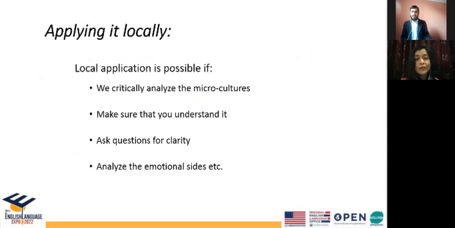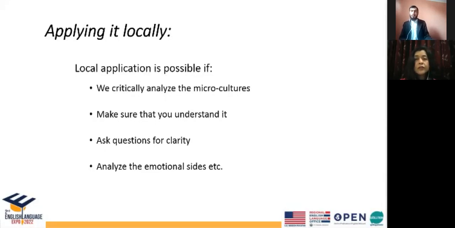Local application is possible if we critically analyze the microcultures, how we can do everything on our daily basis successfully. How can we be successful in every situation? We can be successful only with the help of critical analysis. So we have to first of all critically analyze the situation and then make sure that we understood the situation. If there is any confusion, any difficulty, anything unclear, what we should do is ask questions. The person who is in front of us, our interlocutor, we can ask them questions in order to clear up something or in order to clarify our concepts.